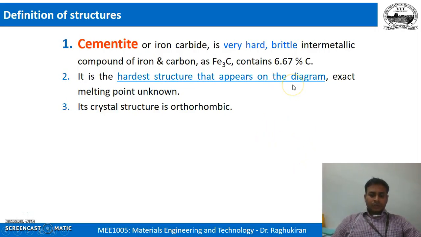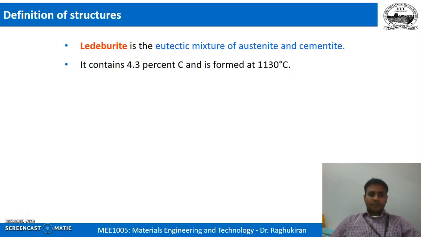So having known about cementite, ferrite, and austenite, we have a couple more things to be known. For example, ledeburite. What is ledeburite? We know pearlite, right? What is pearlite? Pearlite is the eutectoid mixture of ferrite and cementite.